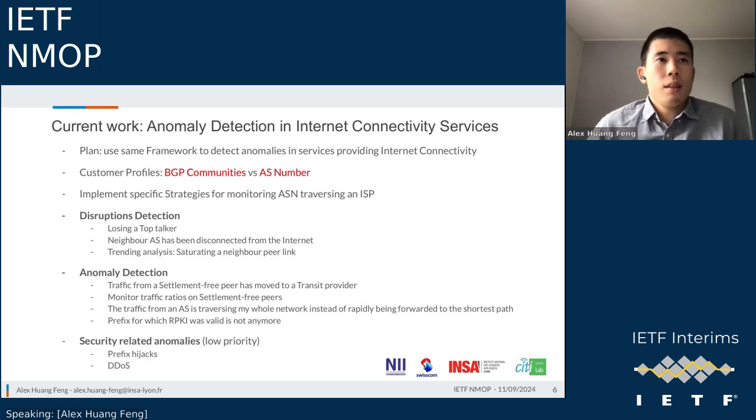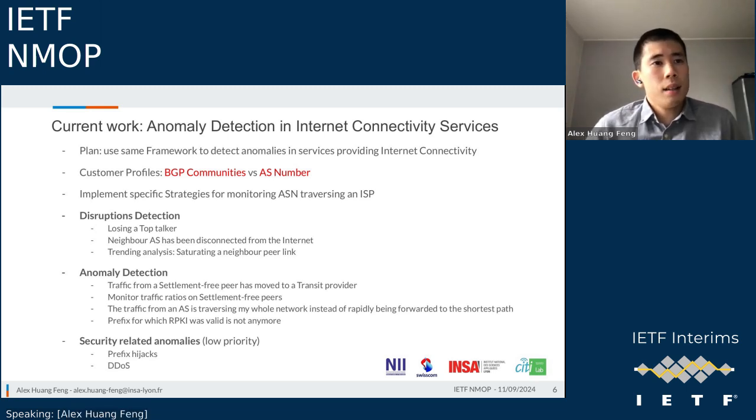Secondly, we have anomalies. These are events that do not break the connectivity services, but they impact the business of an ISP. So, for example, traffic that goes from a settlement-free peer that has been moved to a transit provider, and therefore we are paying for those packets. Monitoring traffic ratios on settlement-free peers. Maybe we want to renegotiate our peering agreement.